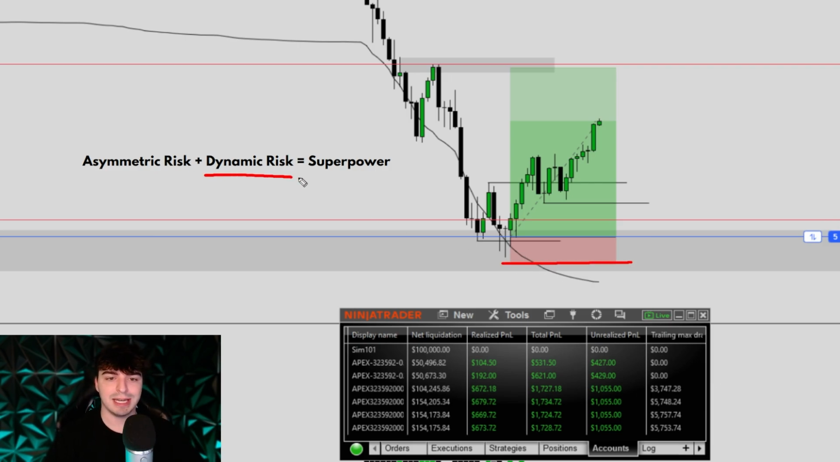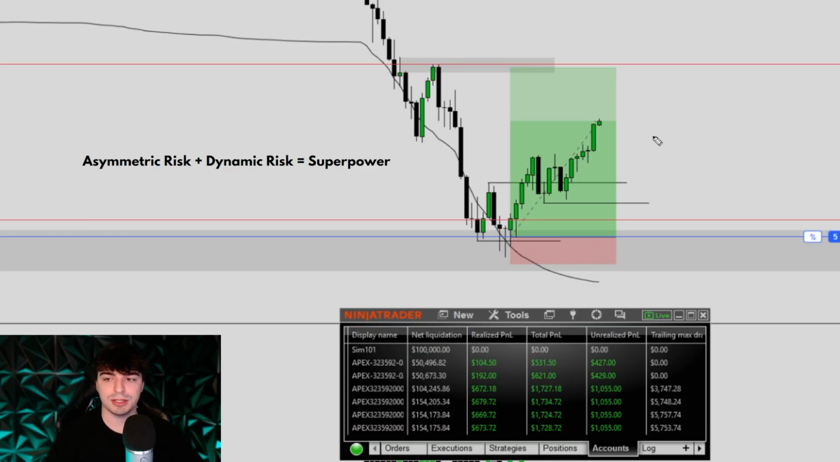And this is where dynamic risk comes in. Not only do you want to have asymmetric risk to reward at all times with every trade, but as soon as that trade starts to move in your direction, you want to be moving your stop loss closer and closer to your break even so that you can continuously decrease the amount of risk you have on the trade. What this does is that it keeps the math in your favor.